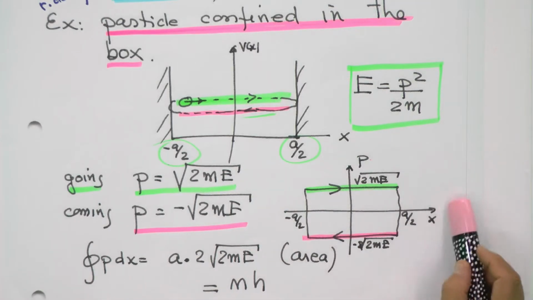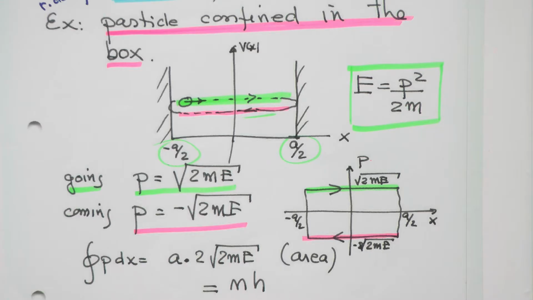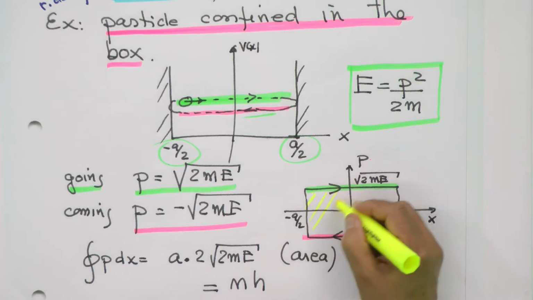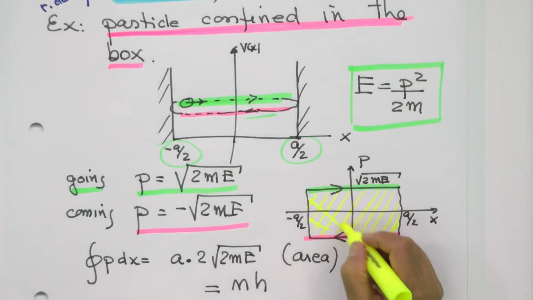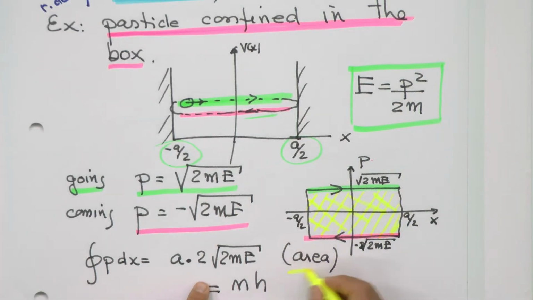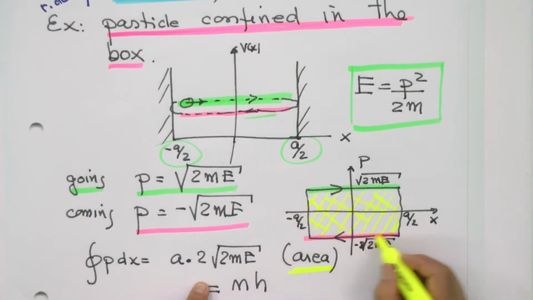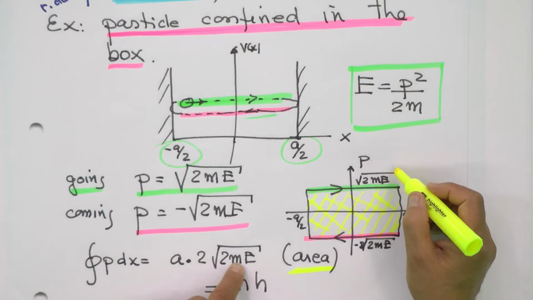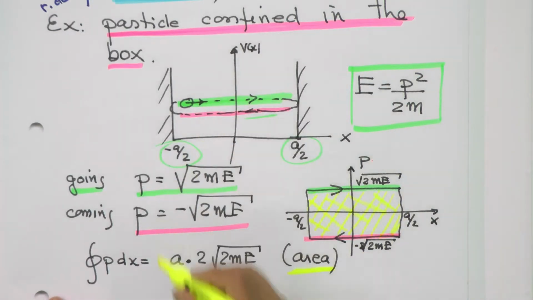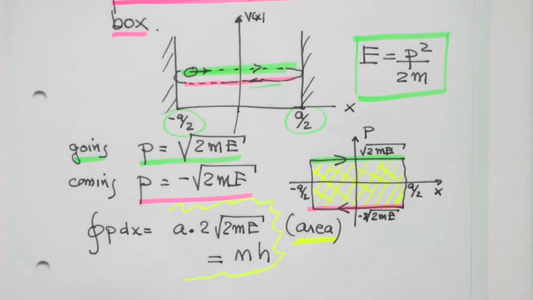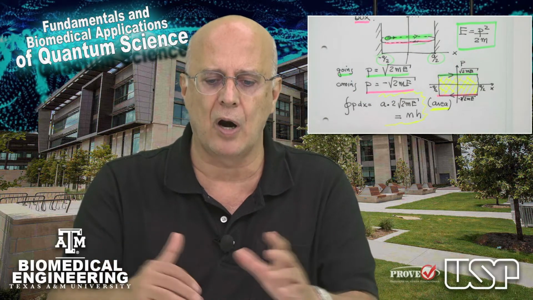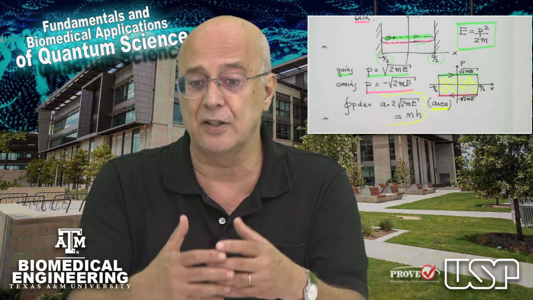Integration of p dx in a p-x diagram is just the area confined by the trajectory. This area here is the integral of a full cycle. And this area for the full cycle is a, which is the base, times 2 root of 2mE. Following Sommerfeld's quantization rule, this has to be equal to nh. There is no pi here, there is nothing. It's fully different from the Bohr atom. It's a different situation, but he showed that this is more general.